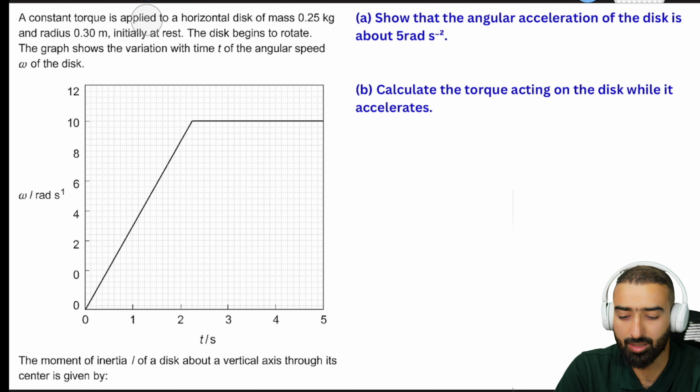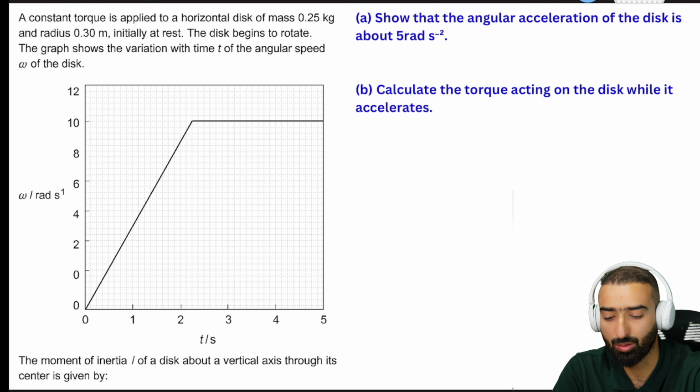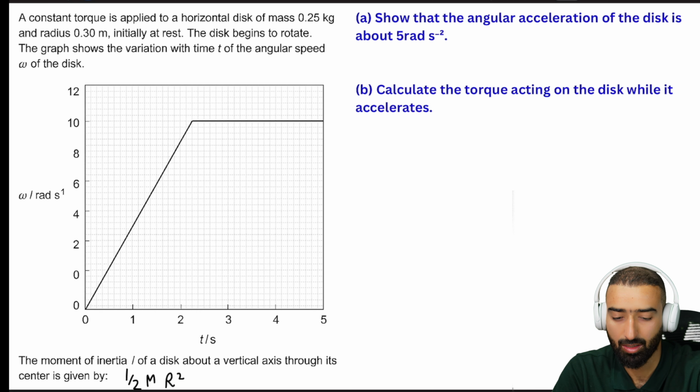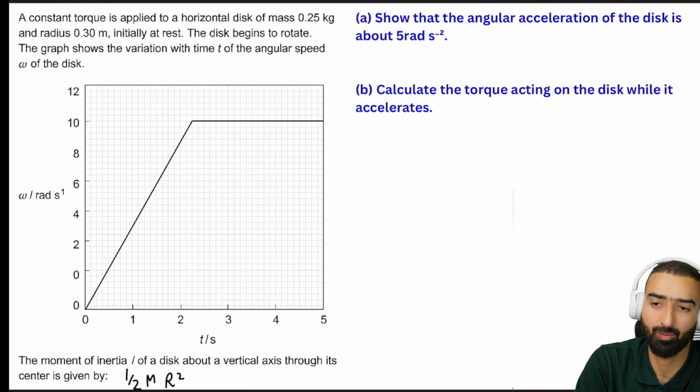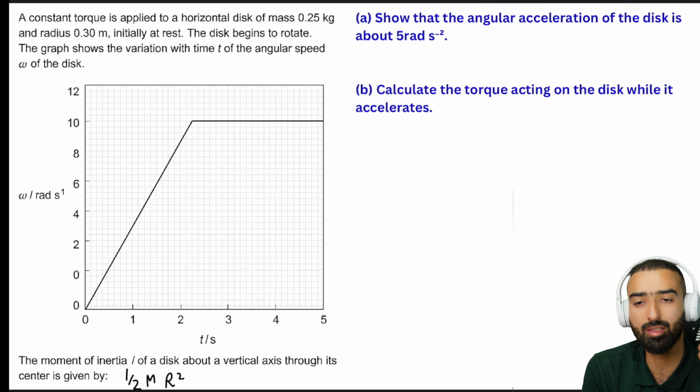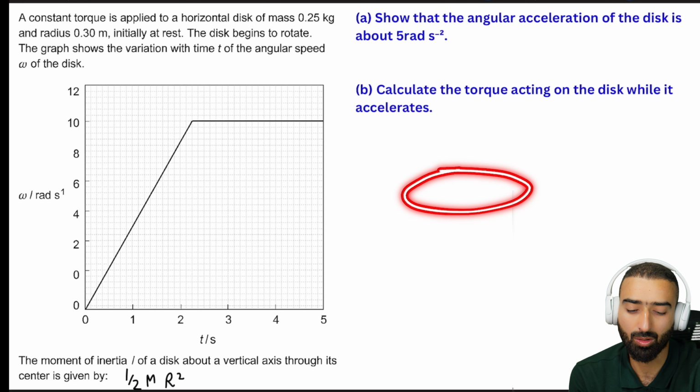A constant torque is applied to a horizontal disc of mass 0.25 kilograms and radius 0.30 meters. Initially at rest, the disc begins to rotate. The graph shows the variation with time of the angular speed omega of the disc. The moment of inertia I of a disc about a vertical axis rotating through its center is given as half mr square. The question should have said that, but that's a typo. So it's given to us that the moment of inertia is half mr square when a disc rotates about its center.